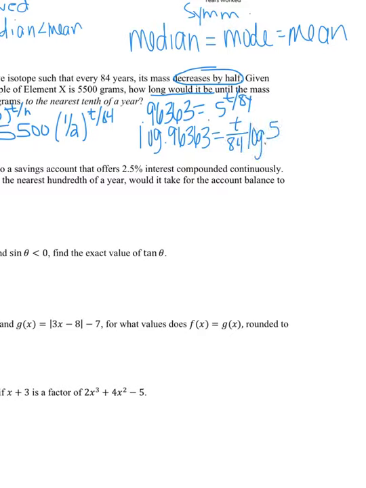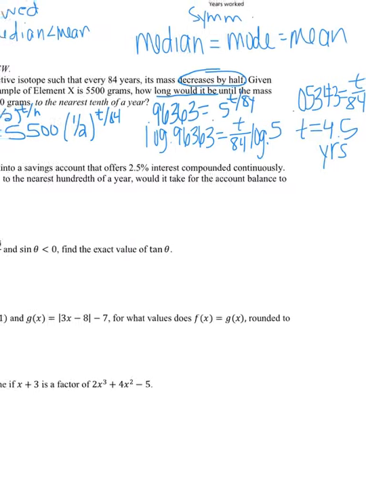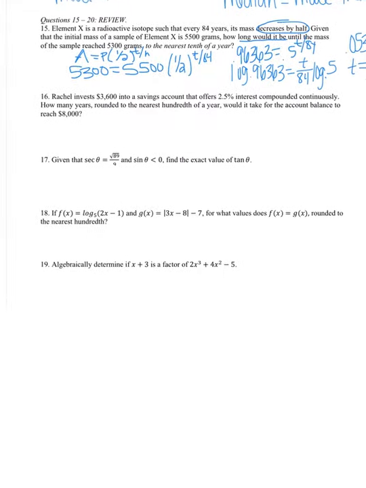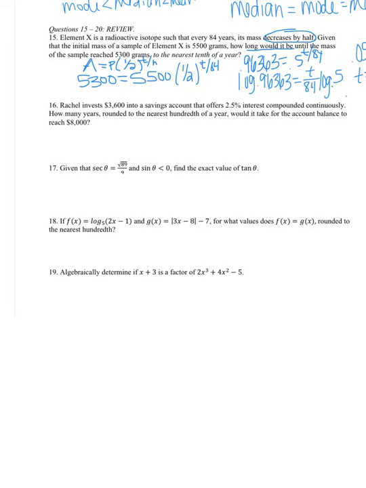You divide both sides by the log of 0.5. And now you have 0.05343, is equal to t divided by 84. And then you cross multiply. When you cross multiply, you're going to get your answer. So t is equal to 4.5 years. T is 4.5 years.